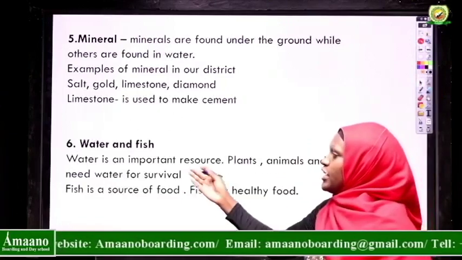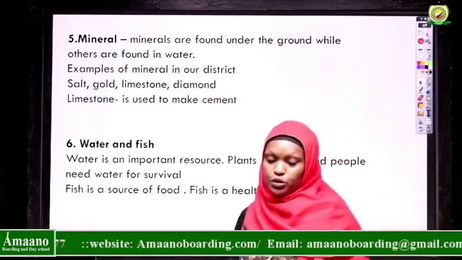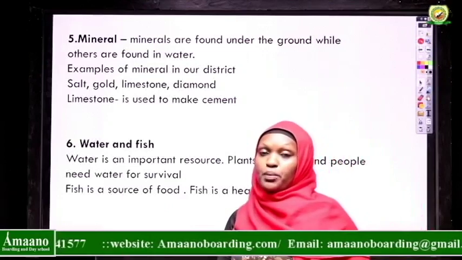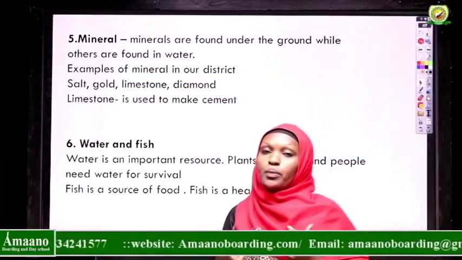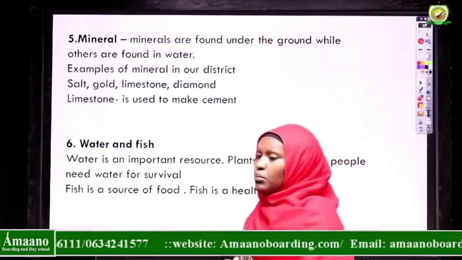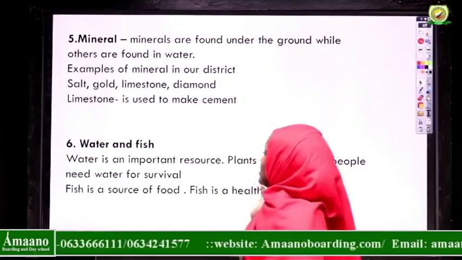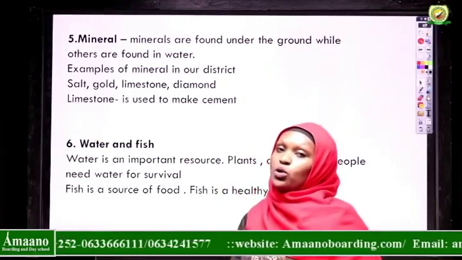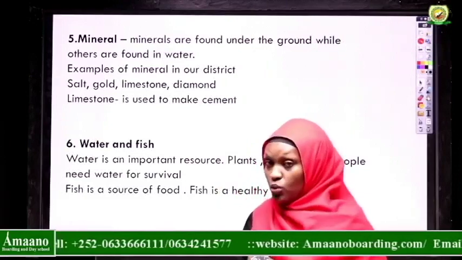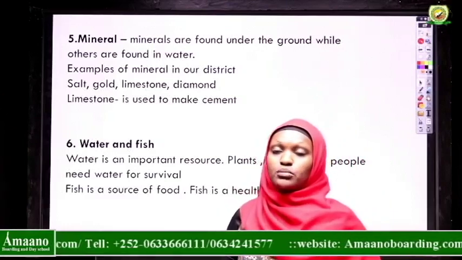Number 6, we have water and fish. We know very well water is very important for both animals, people, and plants. We people, we need water for drinking, for cooking, and for washing. Animals, they need water for drinking. Also, there are some of the animals that live in water, like the fish and the shark. They live in water. Also, the plants, they need water for them to grow well.